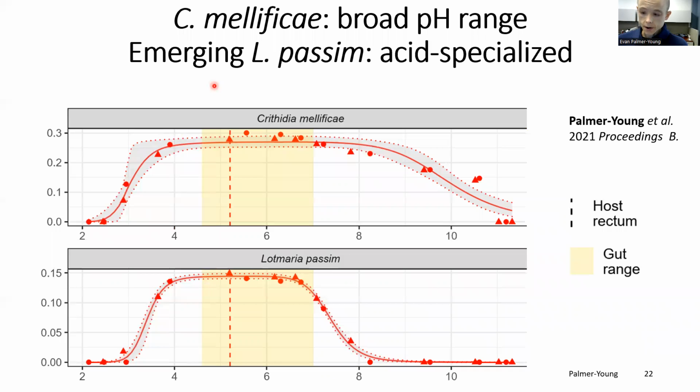The established parasite Crithidia mellificae had a remarkably broad pH range, able to grow at any pH between 3 and 10. This could explain why it's been found in a broad range of hosts, with presumably diverse gut chemistry. The emerging parasite Lotmaria, though, appears well suited to the acidic pH of the bee intestine. However, growth was essentially limited to these acidic conditions, potentially explaining why this parasite has been found in acid-gutted Apis almost exclusively.